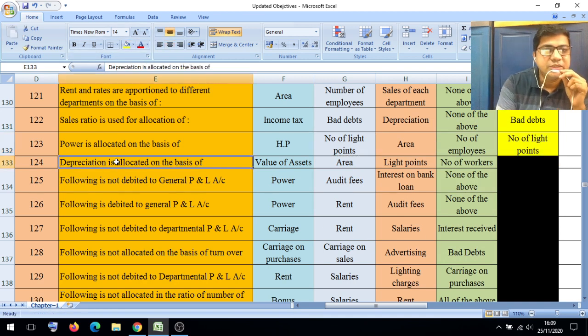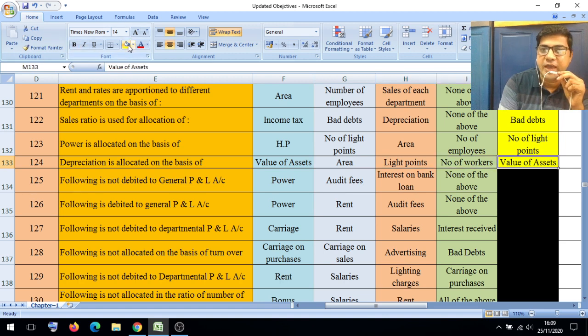Next, depreciation is allocated on the basis of dash: value of assets, area, light points and number of workers. So here the answer is value of assets. Following is not debited to the general profit and loss account. Option A, power, audit fees, interest on bank loan, none of the above.